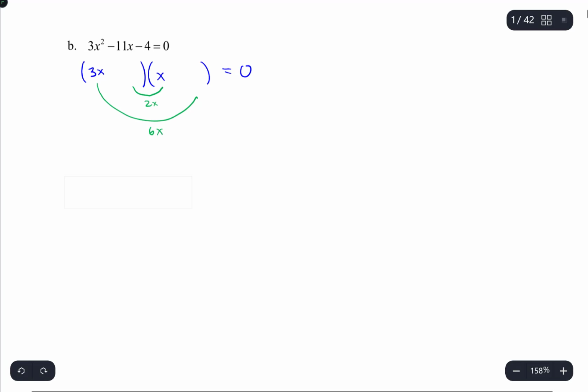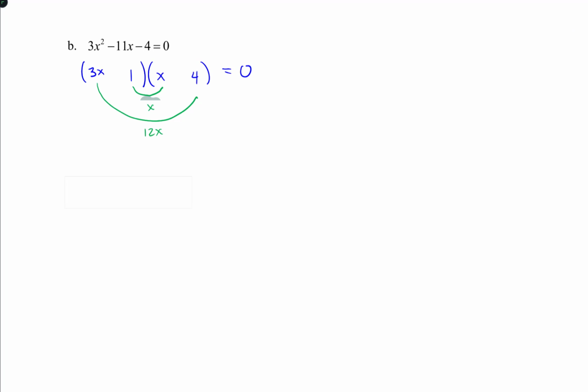So 1 and 4. And if I try 1 and 4, then perhaps it's 1 here and 4 there. Let's see what happens. So 1 times x is just x. 3x times 4 is 12x. Now, if the 12x were negative and the x were positive, they would also add up to -11, which is great because then to make 4 times 3x result in a negative value, I can just put a negative in front of the 4 and a positive in front of the 1. And now I've got this factored.